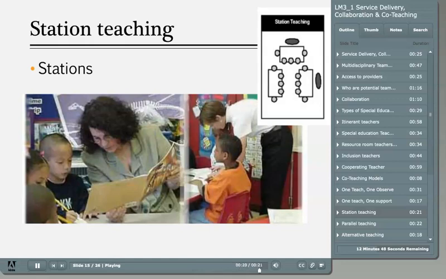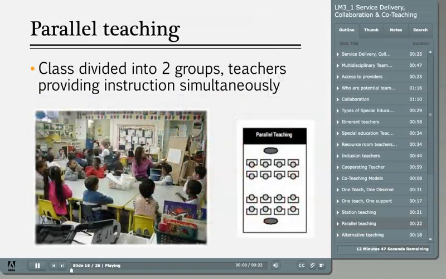4. Parallel teaching. On occasion, student learning would be greatly facilitated if they just had more supervision by the teacher or more opportunity to respond. So in parallel teaching, the teachers are both covering the same information, but they divide the class into two groups and then teach simultaneously.